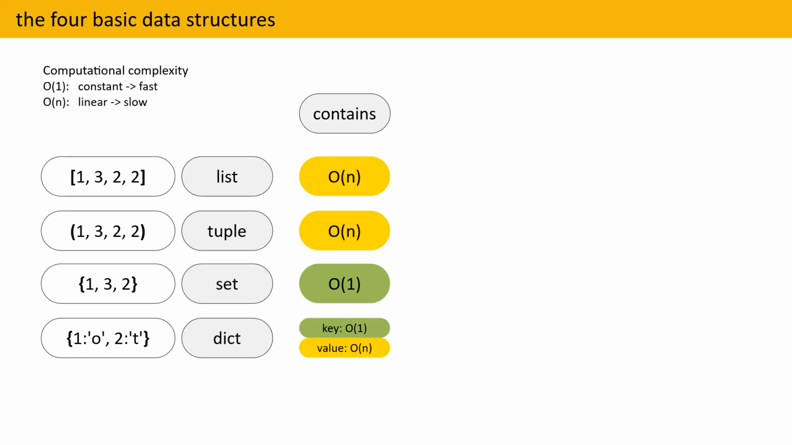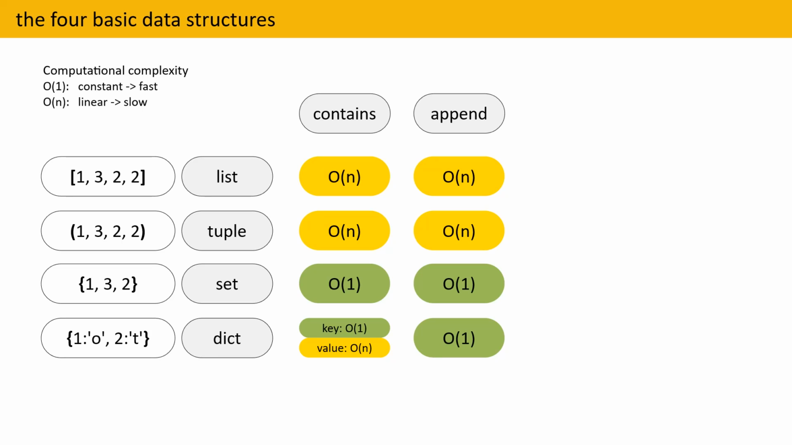Next, we look at the computational complexity of adding or appending an item to a data structure. For lists and tuples, this is of linear complexity, while for sets and dictionaries, this is a constant time operation. Again, sets and dictionaries win over lists and tuples.